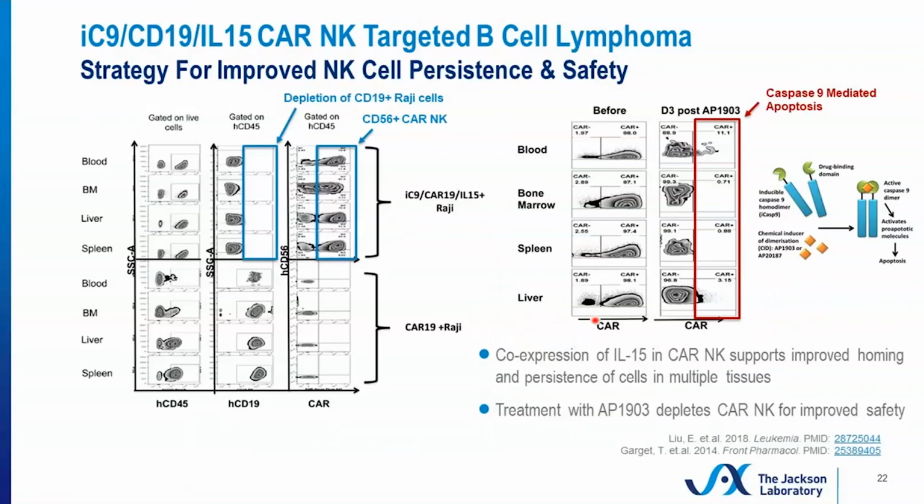Here's an example of improving CAR NK. This is a CAR NK mediated B cell lymphoma model. They're targeting CD19. But one of the problems with CAR NK is persistence. In other words, if you take NK cells that are engineered to express these CARs and put them back into humans, the persistence of those CARs is low.